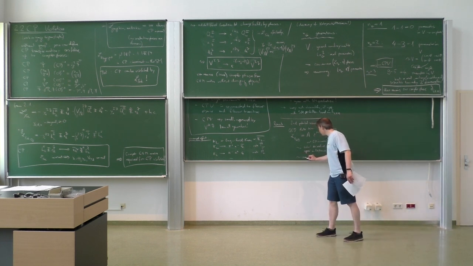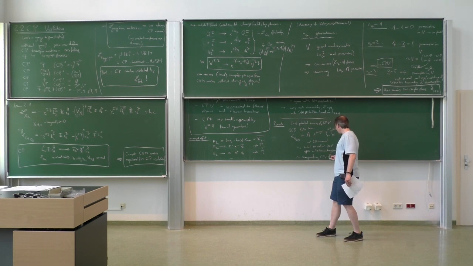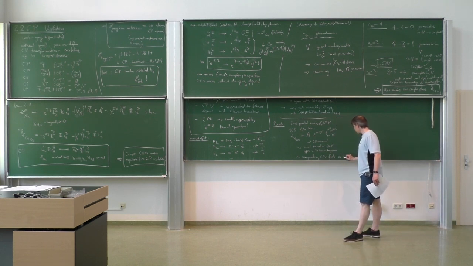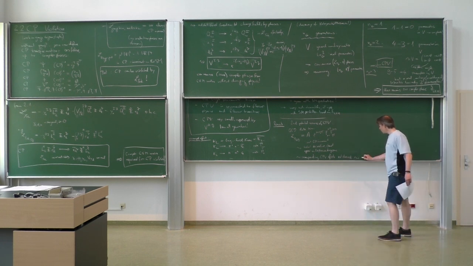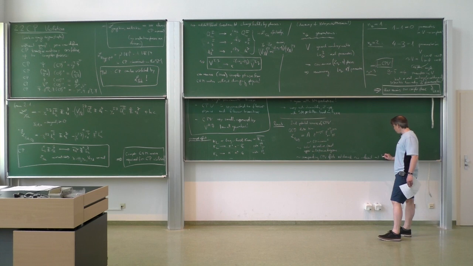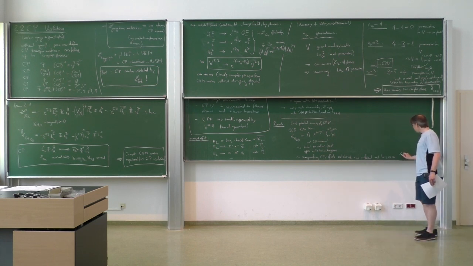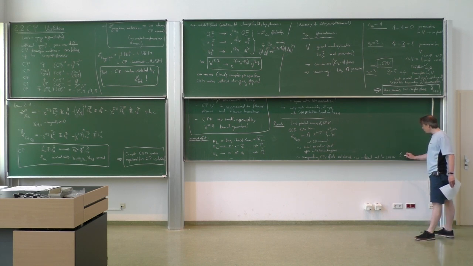So let's simply say the corresponding CP violating effects are not observed. So it means the coefficient must be zero or very small, and the experimental limits are around 10 to the minus 9.